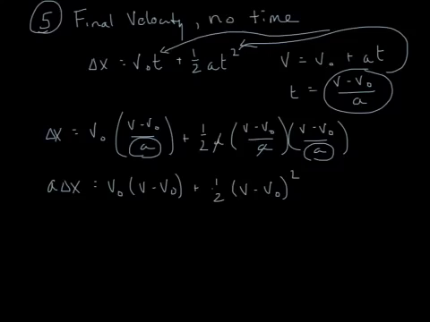Alright, and then the next thing I'm going to do is distribute some things out, and so I'm going to get that a delta x equals v naught v minus v naught squared plus 1/2 times v squared minus 2 v v naught plus v naught squared.